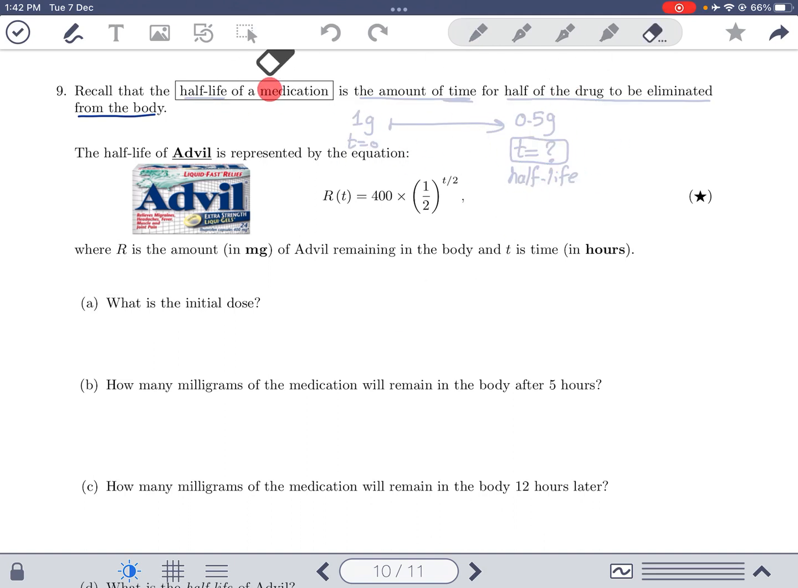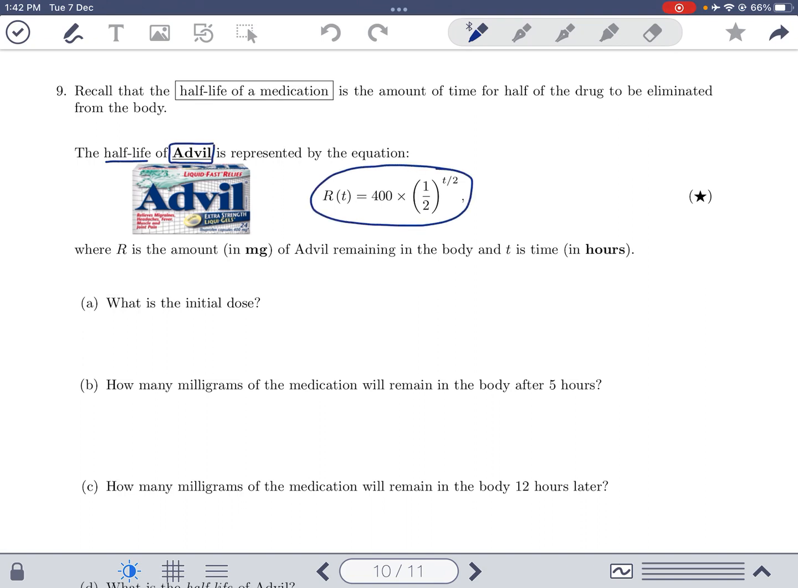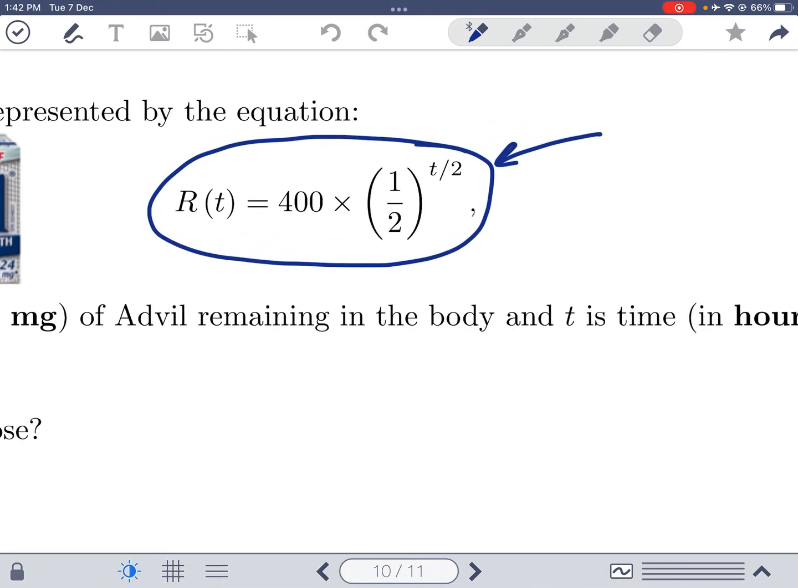And in this question, they look at the half-life of Advil, and they give you the equation that will allow you to compute it. So notice that in this equation, it's an exponential function to start with because the variable t is in the exponent. And notice that the base here is 1/2 to the power half. So you can write it as 400 times 1/2 to the power half, which is radical 2, you can do 1 over radical 2 to the power t. That you can write it like this.